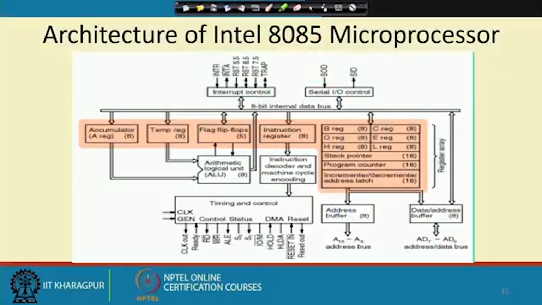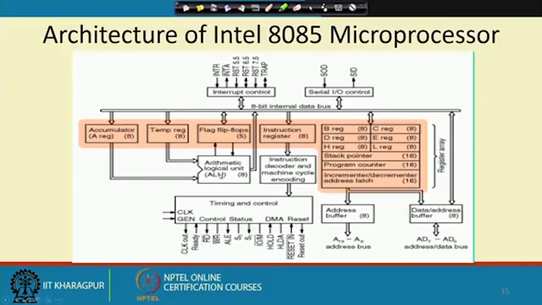If we look into the internal architecture of 8085, at the block diagram level view, you see that there are some special registers: the accumulator is a special register, then this temporary register is another special register, and this flag register is another special register. They work in conjunction with the arithmetic logic unit.